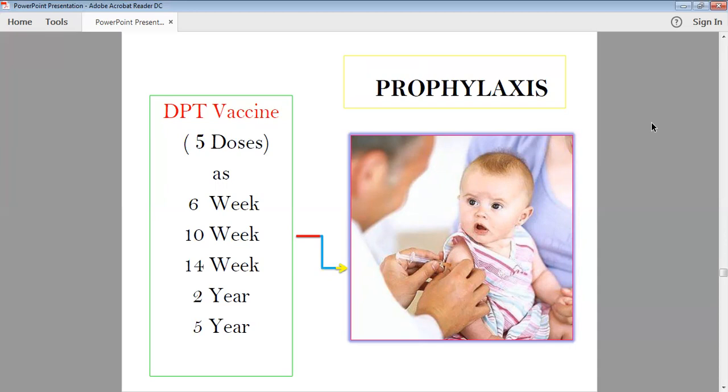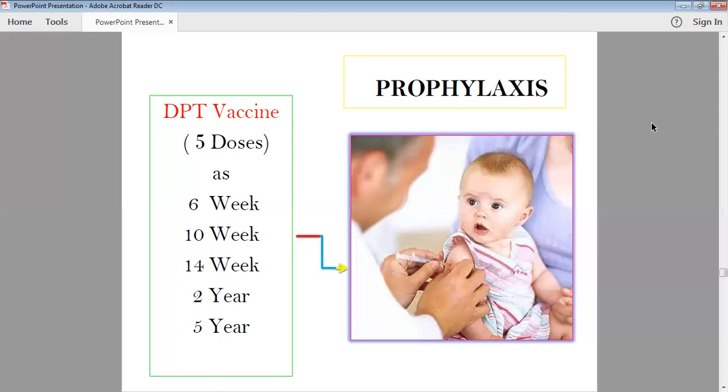So DPT: diphtheria, pertussis, and tetanus. The diphtheria toxoid is used here in combination, so there is an enhanced effect of stimulation. So it is a combined vaccine. This is the immunization schedule. Primary doses at 6 weeks, 10 weeks, and 14 weeks, and first booster in the second year and fifth year.